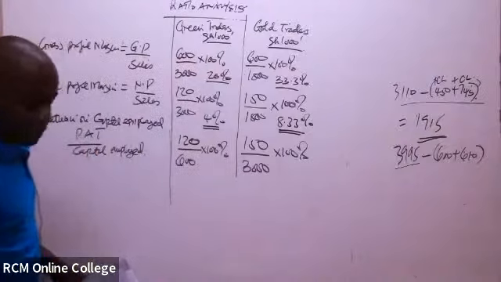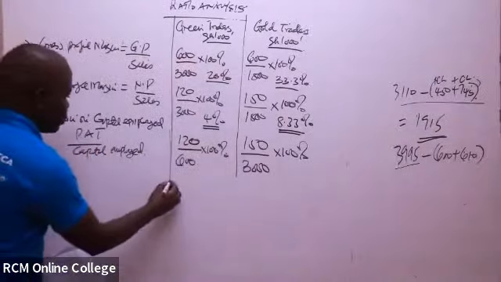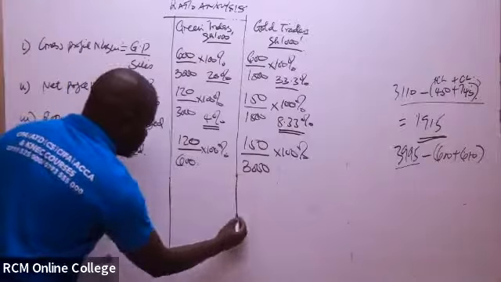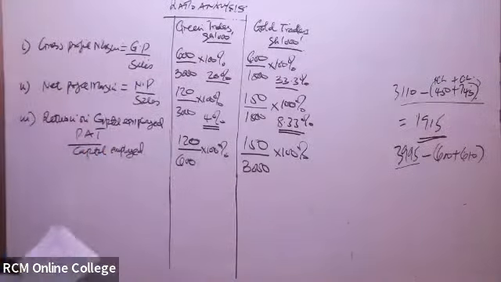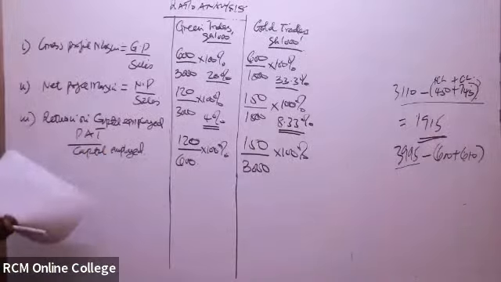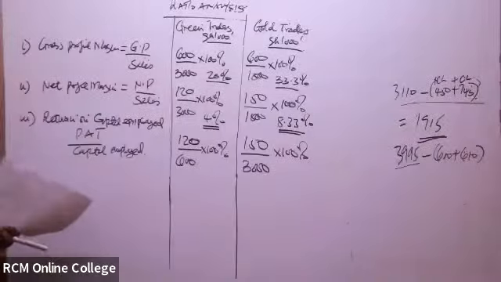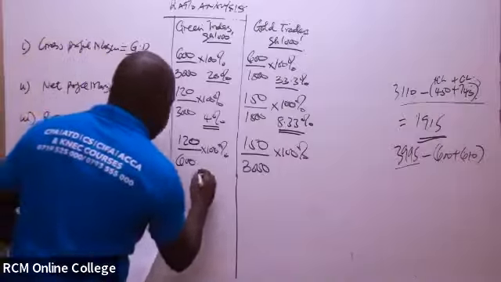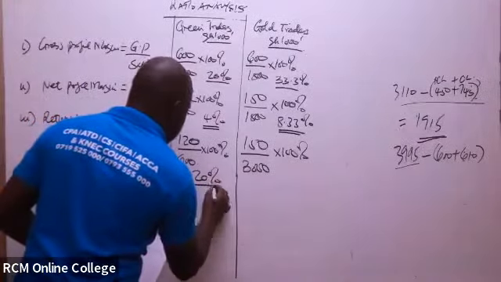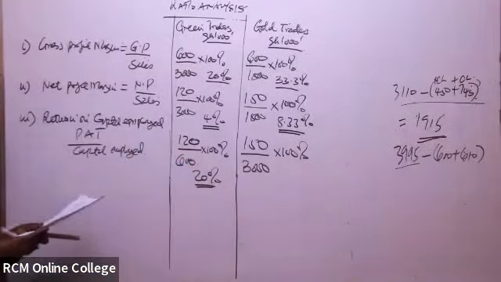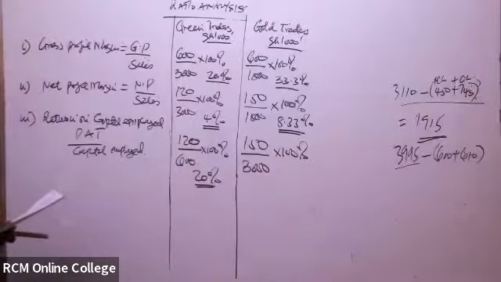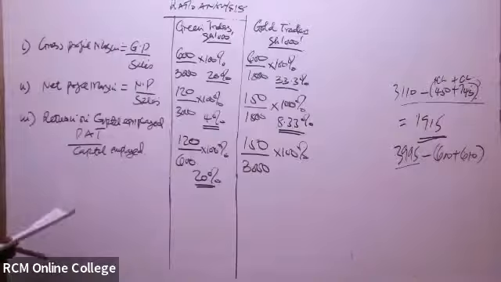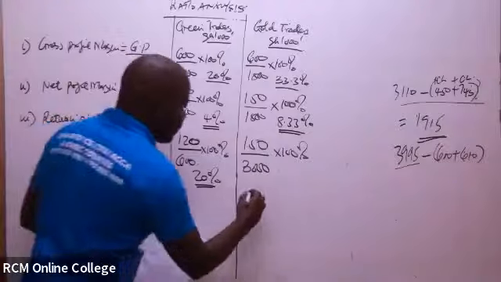So the first one, what is the ROCE? What is the ROCE for the first one? 120 over 600. I think that is 20%. Is it 20%? Yes, 20%. Then the other one is 5%. Exactly 5%.